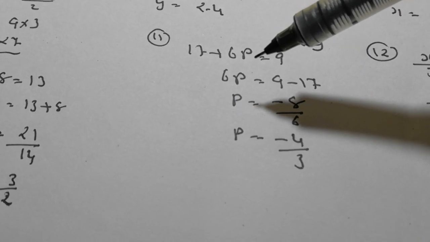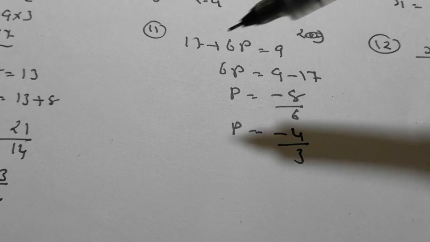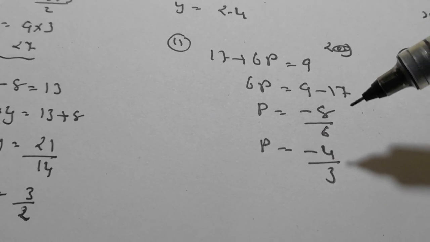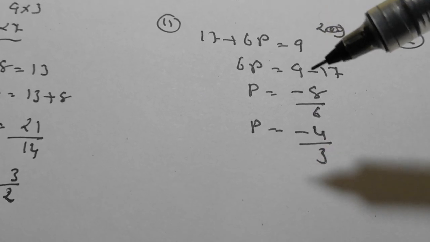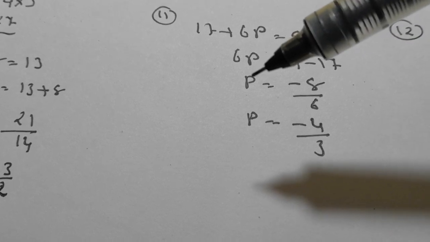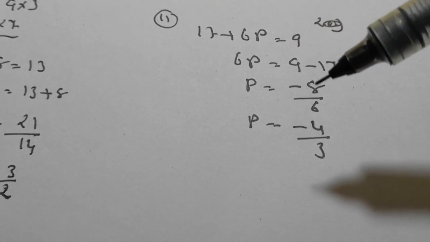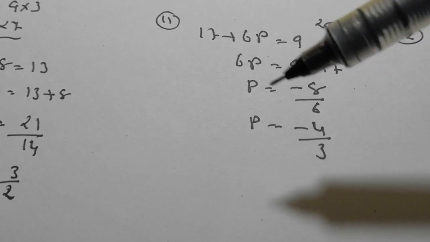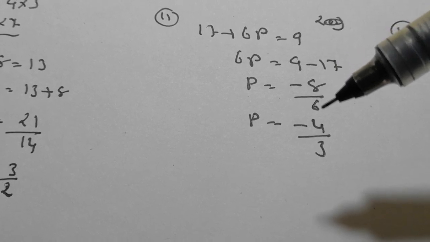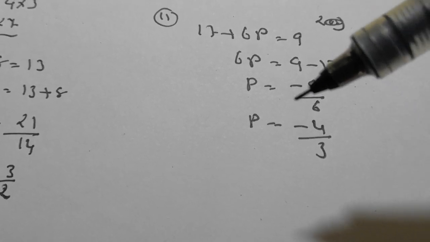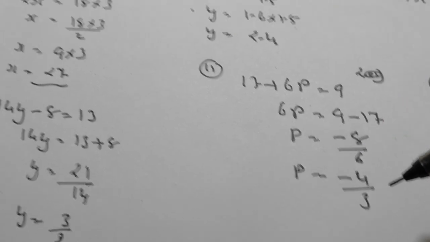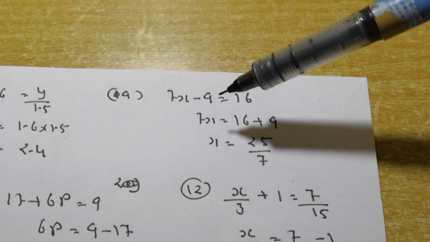17 plus 6p is equal to 9. Now plus 17 shifted to the right hand side becomes minus 17. So 6p is equal to 9 minus 17, so 6p is equal to minus 8. Multiplication goes as division, so minus 8 upon 6. 2 4s are 8 and 2 3s are 6. So p is equal to minus 4 upon 3.